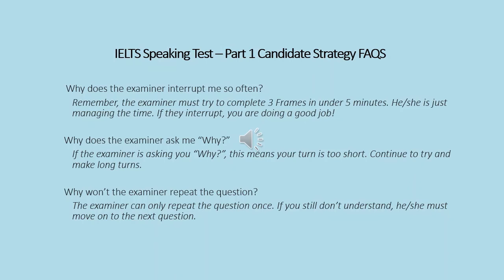People wonder, why does the examiner ask me why or why not or how in part 1? If the examiner is asking you these questions, this means that your turns are too short, okay? You're not speaking long enough, and they're trying to get you to use more language so that they can get the test to at least 4 minutes and 30 seconds. So continue to try and make long turns. Another thing people wonder is, why won't the examiner repeat the question? The examiner can only repeat the question once, okay? If you still don't understand, he or she is just going to move on to the next question.